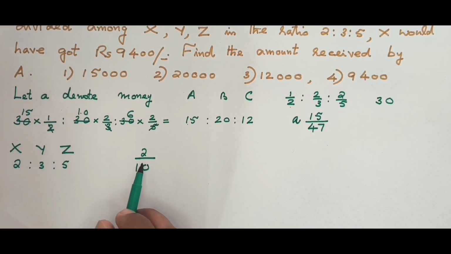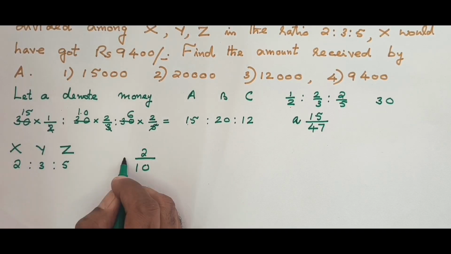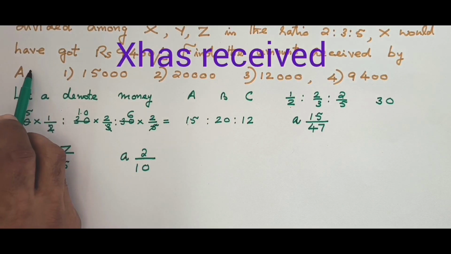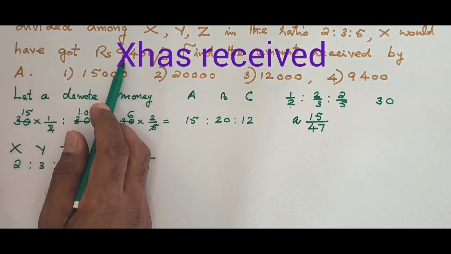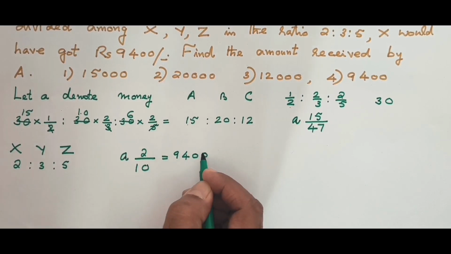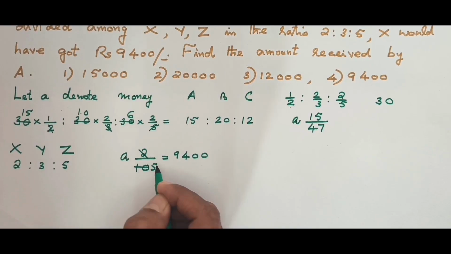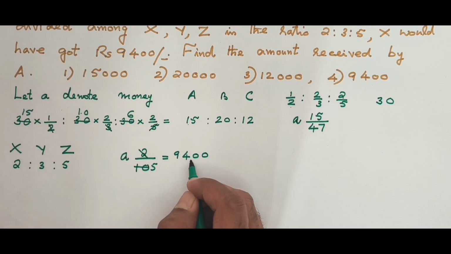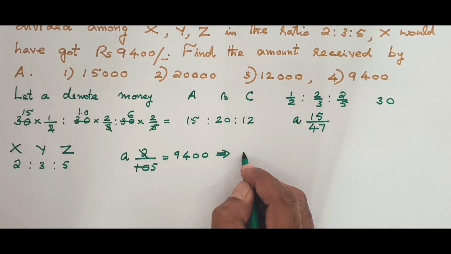Rather, if 1 rupee is distributed among these three people, 2/10 will go to X, which implies if A is the total amount distributed among, see, same amount being distributed among X, Y, Z, X will receive A multiplied by 2 divided by 10. But the problem says X has received 9,400. So you can equate this to 9,400. Now cancelling like this, you get A multiplied by 1/5 equal to 9,400. Now taking 5 to the right side, you get A.